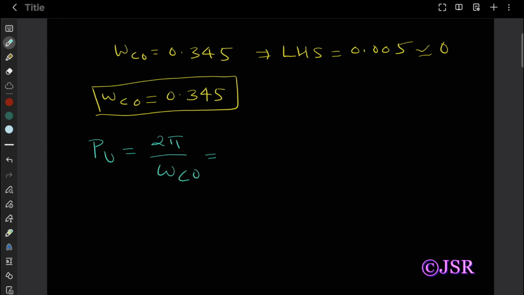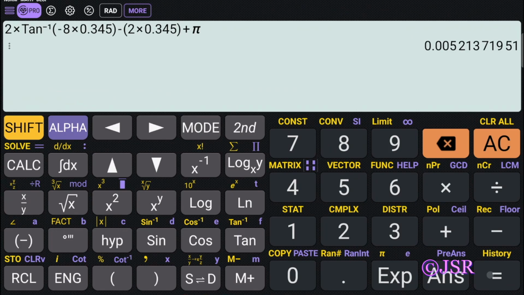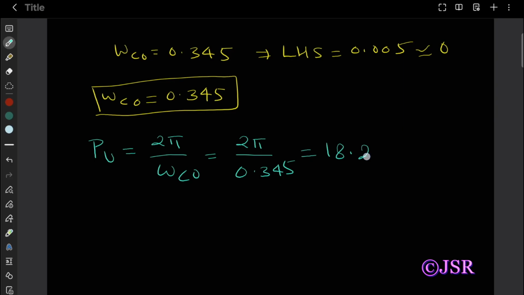The ultimate period can be calculated as 2 pi upon omega CO, and this will be equal to 2 pi upon 0.345 radian. So this will be equal to 18.21. Similarly, we can find out the ultimate gain, which will be equal to 1 upon M, and M is the amplitude ratio at omega CO.